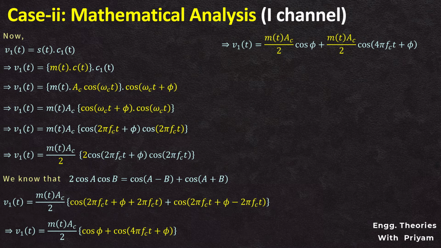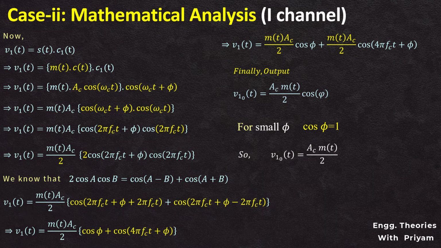Now this output of the upper product modulator will be passed through a low pass filter. This low pass filter will eliminate the high frequency term, m(t) Ac/2 cos(4 pi fc t + phi), and will allow the low frequency term, m(t) Ac/2 cos phi. So finally the output v1o(t) = Ac m(t)/2 cos phi. For a small phi, cos phi is equal to 1, then the output v1o(t) = Ac m(t)/2. So the output of the I channel can be given by v1o(t) = Ac m(t)/2, which is similar to case 1, when both of the carrier signals used for the DSB-SC signal and the carrier signal from the VCO were in phase.